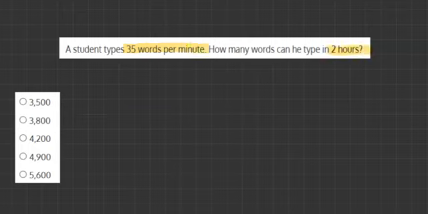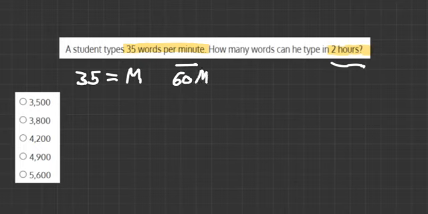Now, if we take just the important information and write it out below, we've got 35, which equals 1 minute. So I'm just going to write M. We personally know to get from a minute to an hour is 60. So we'll write 60M equals 1H, or 1 hour. And then it says here we have 2 hours. So how do we get from 1 hour to 2? We simply multiply it by 2.